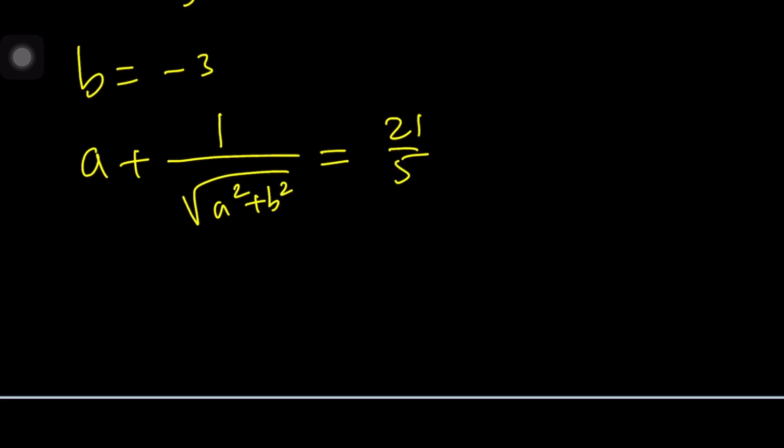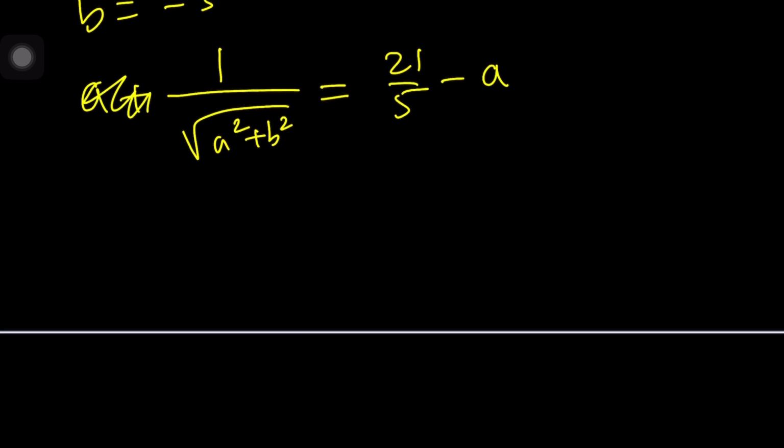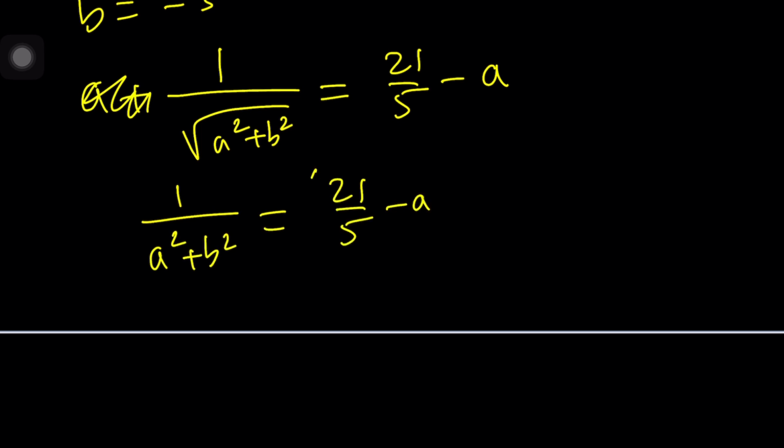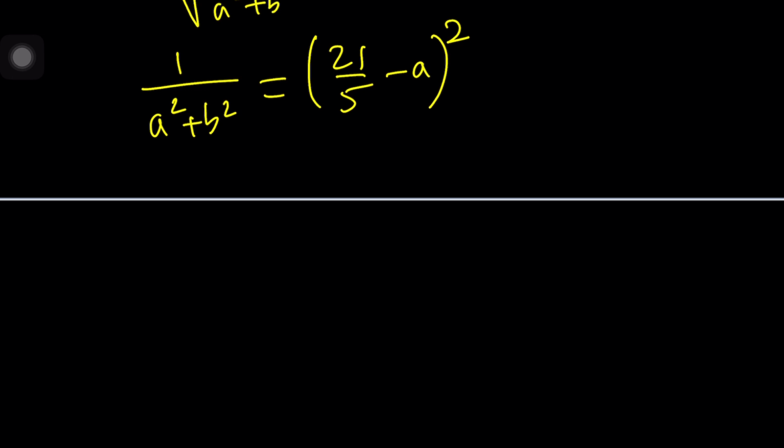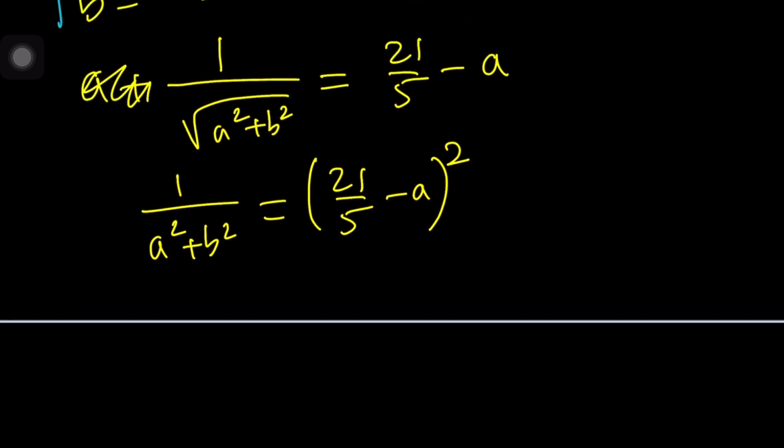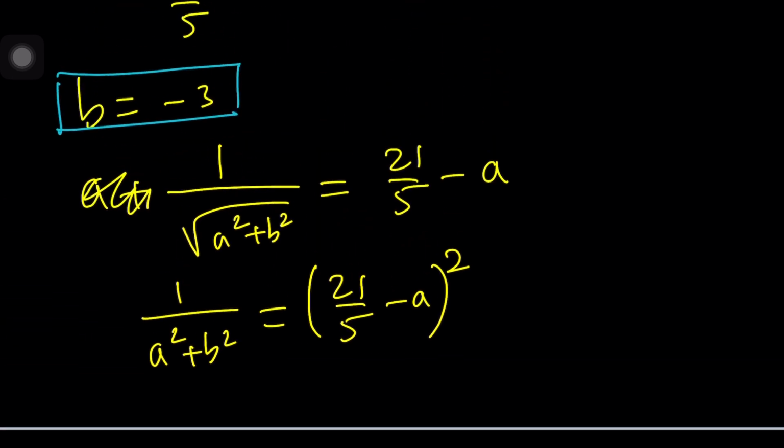So we could probably do this. Subtract a from both sides first, and then square both sides. I would probably do that. And then I would be getting something like this. Not very nice, but nice enough. Okay. And then the next thing I should do is probably plug in the b value. B is -3. So why don't we replace b with that?